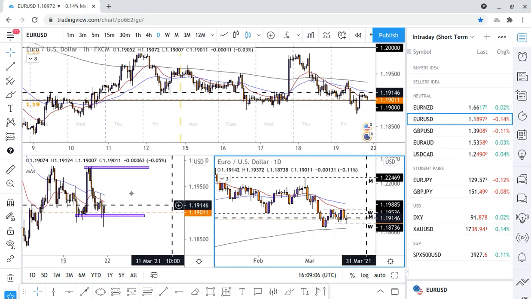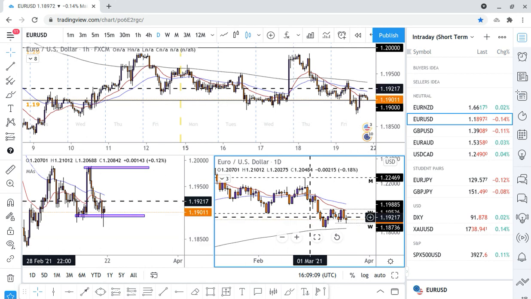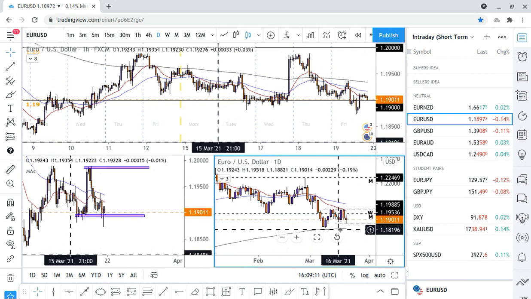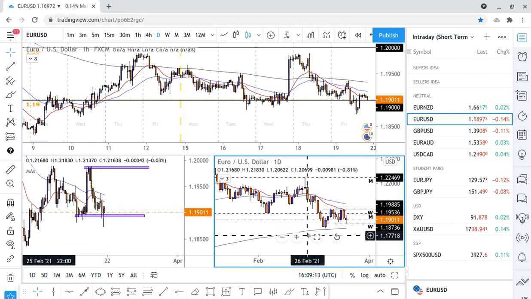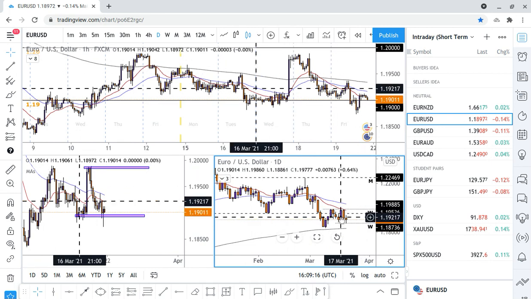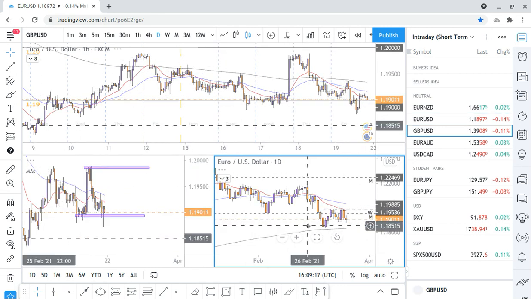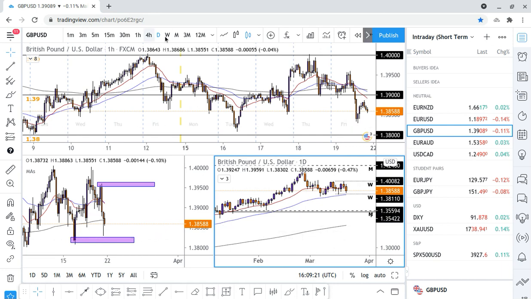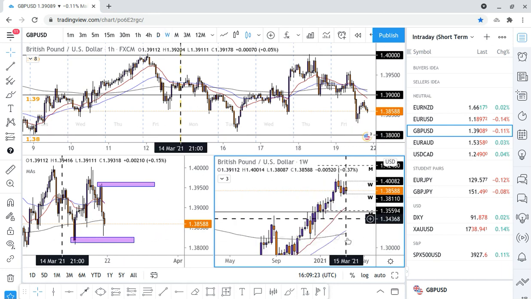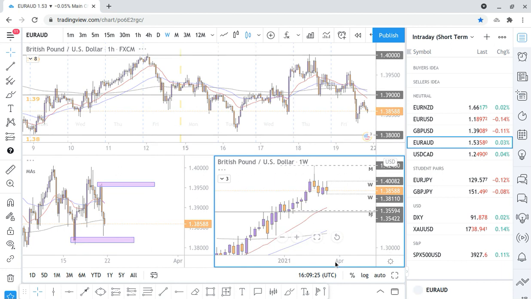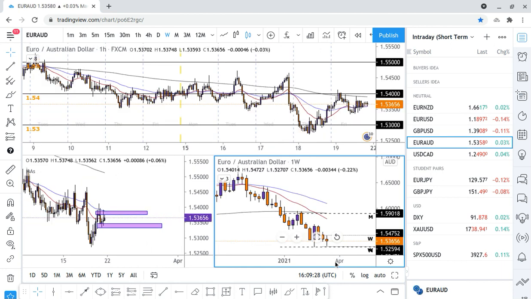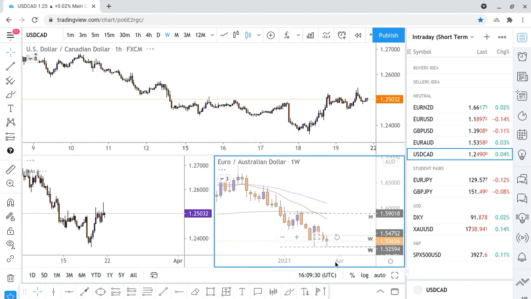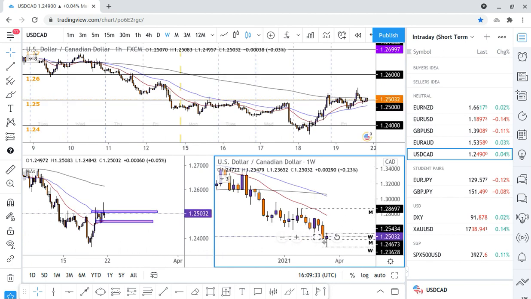I've already done my lines for next week, so they're already done. But you can see again, Euro dollar. Look at the difference of that candle compared to the previous couple of weeks. It's sideways doji. Pound dollar, you can see sideways again. Euro Aussie sideways again, and dollar CAD you can see is sideways.